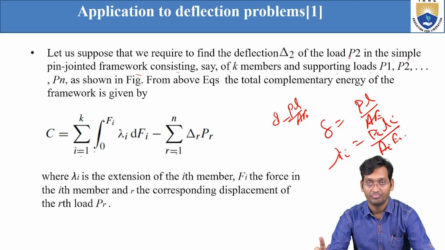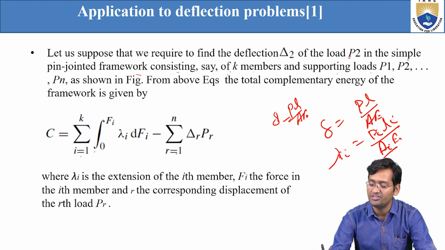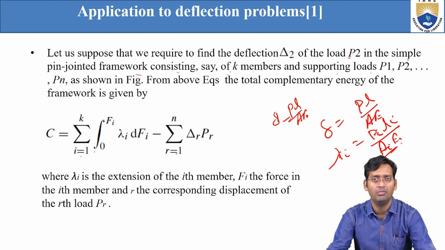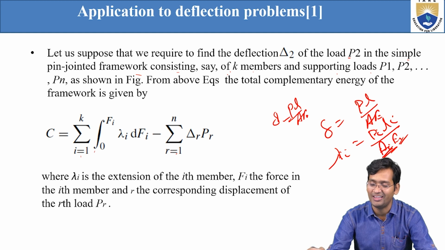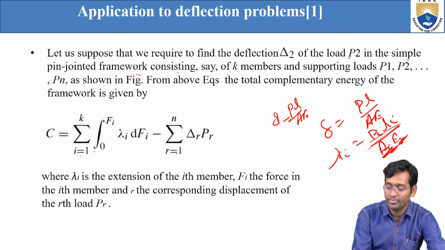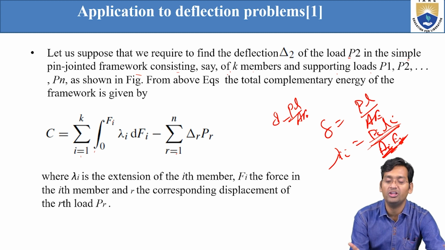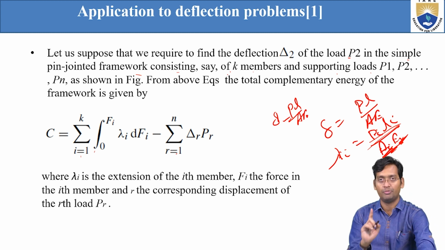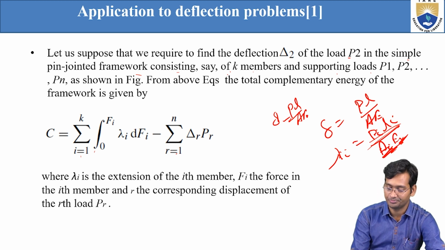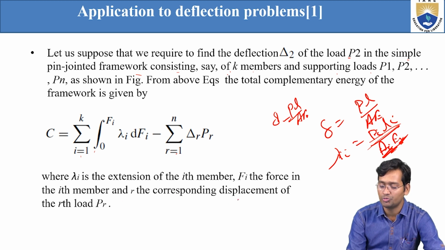Suppose the same material is there, then E will be the same. If the cross section is the same, then A will be the same. Then we can keep those constant, and only the length and force will change. So Fi is the force in the ith member. Means first you have to find the force in that particular member, so in each member you have to find the force. And Pr is the corresponding load, with displacement delta r.